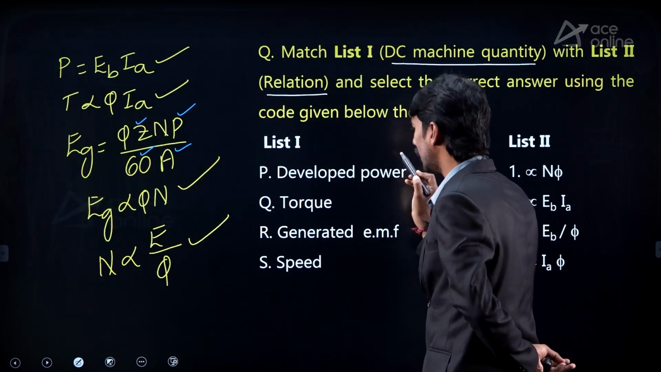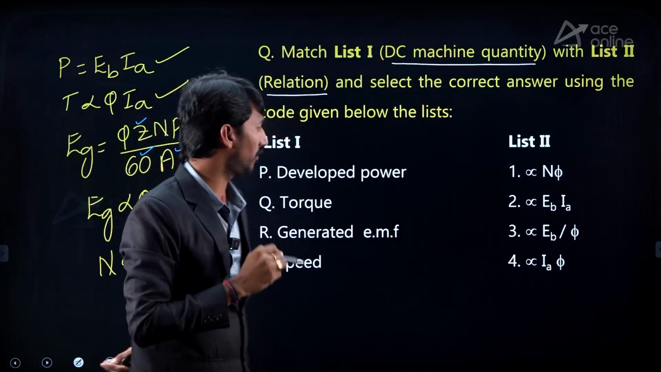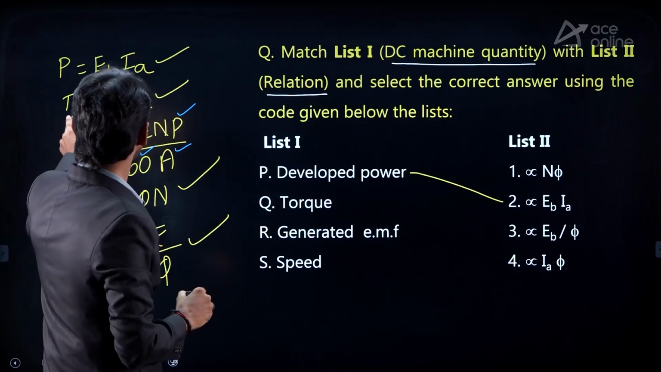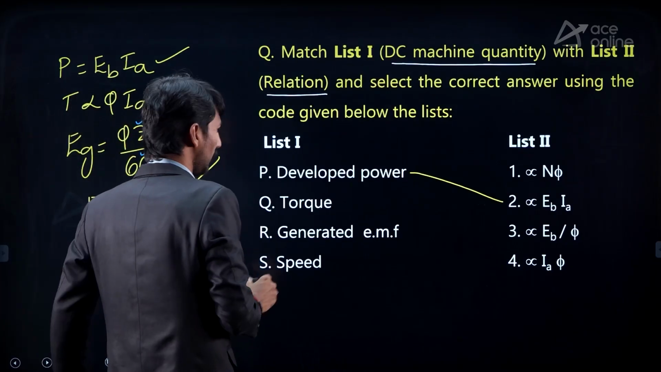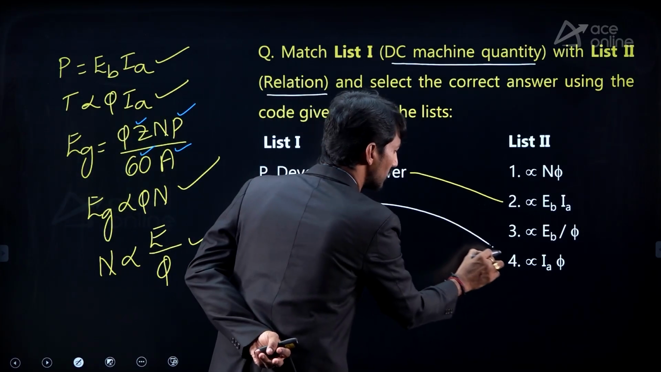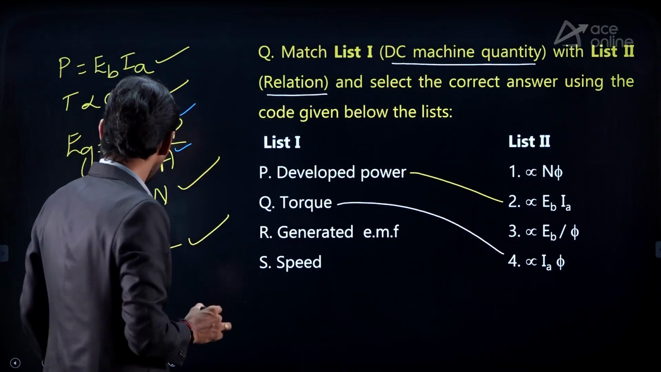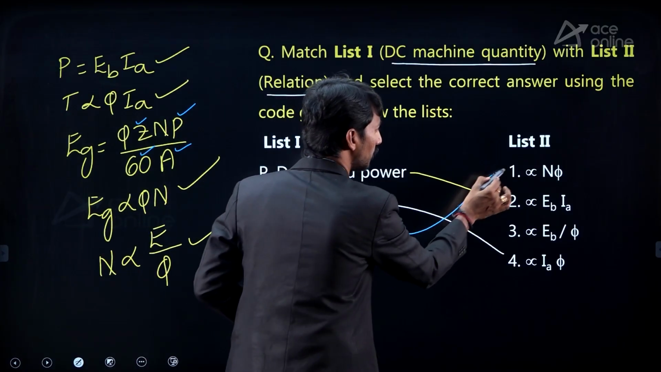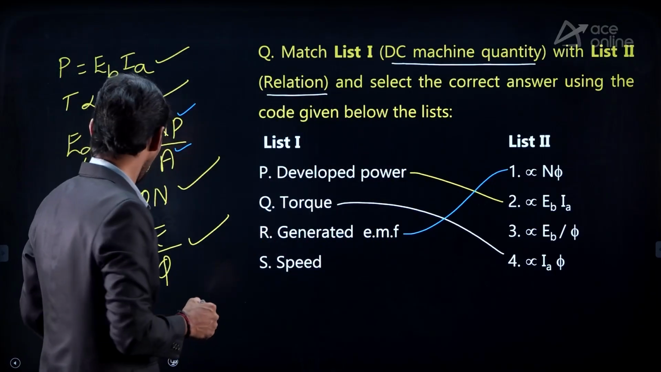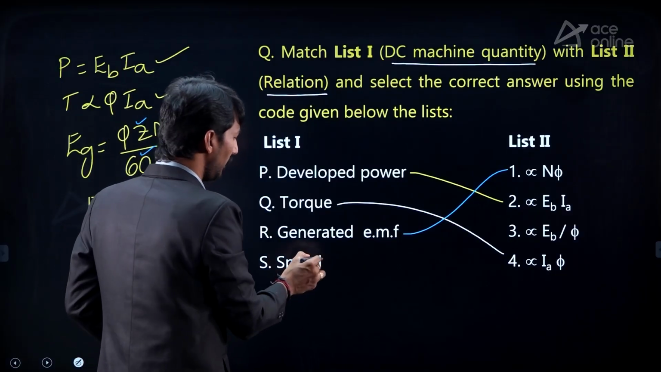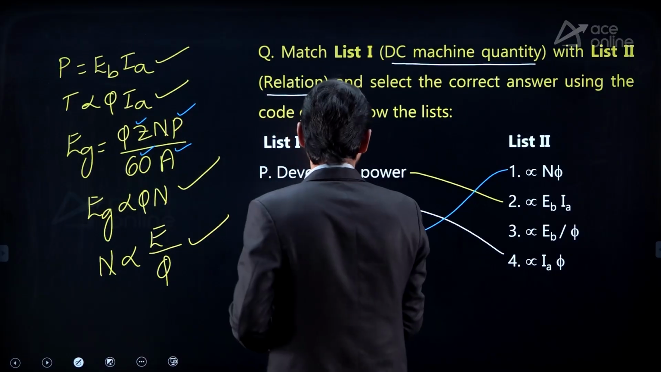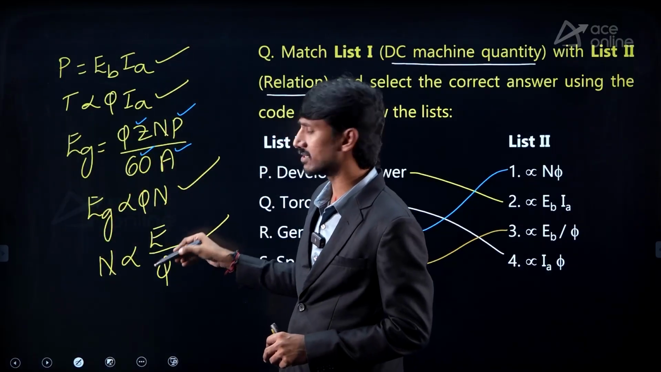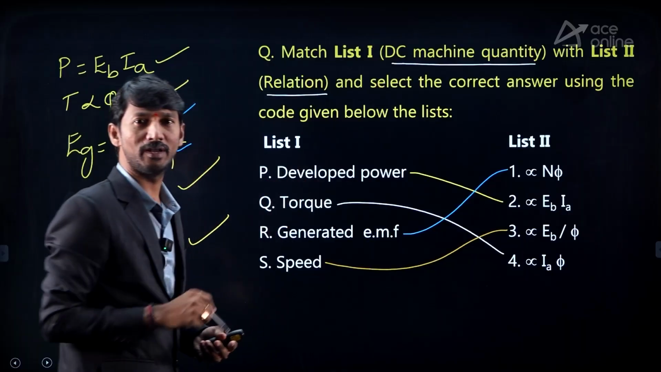Can you check it? Developed power: what is that? Eb into Ia. Where is it? Developed power, Eb into Ia. And then torque, phi into Ia. Where is that? Yes, phi into Ia. And then generated EMF: phi into N, or N phi. And finally, speed is E by phi, or he has given Eb by phi. If you are able to recollect the formulas like this, we can simply match the corresponding parameters.